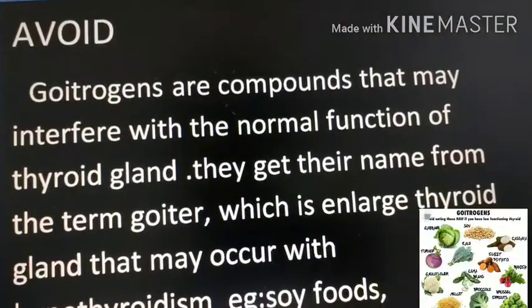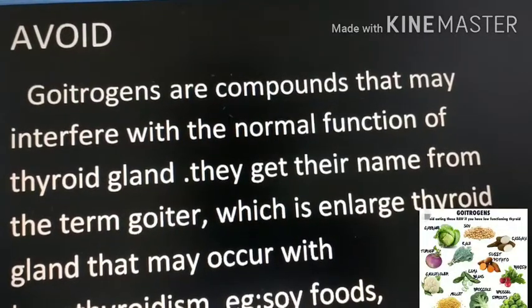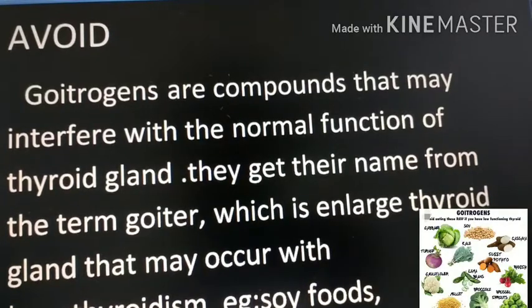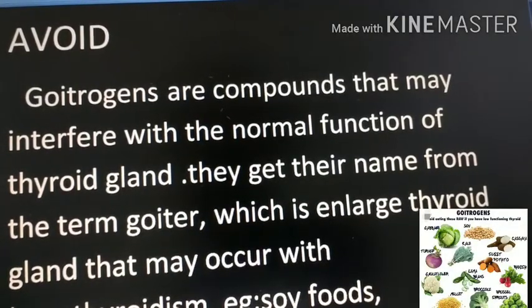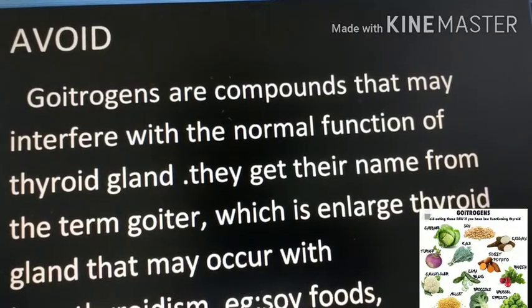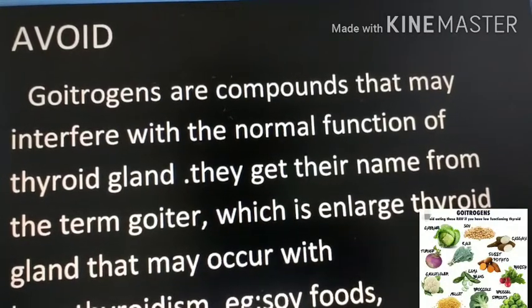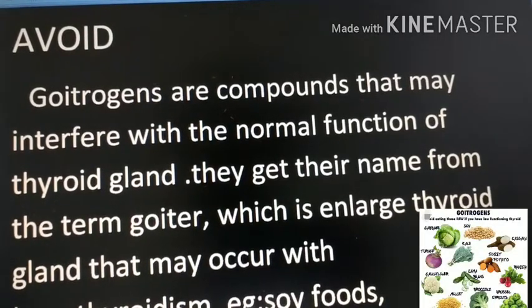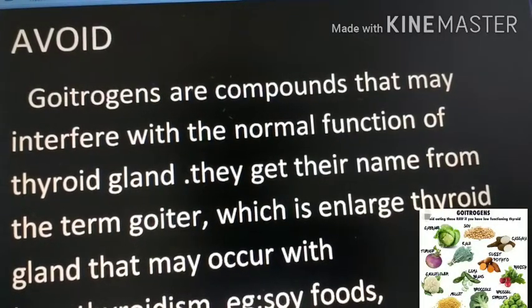So next is avoid, means what all has to be avoided. The first one is goitrogens. These are the compounds which have to be avoided or should be taken in a moderate quantity, because they interfere in the normal function of the thyroid gland. They get the name from the term goiter. Goiter is the enlargement of the thyroid gland, which occurs mainly because of hypothyroidism.